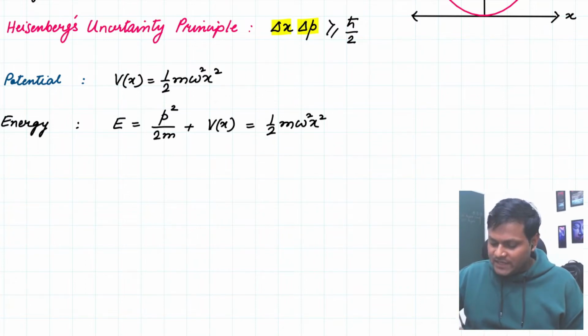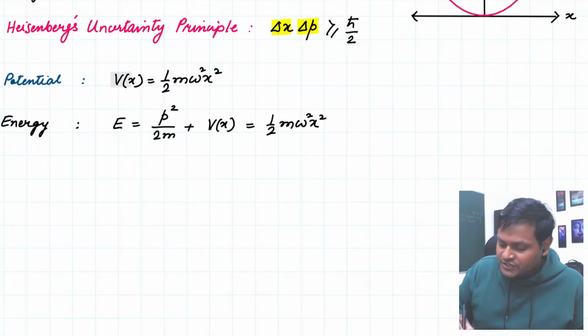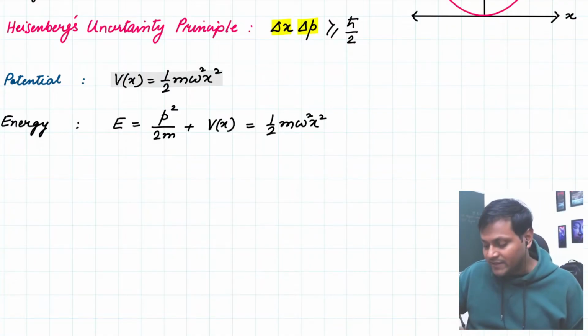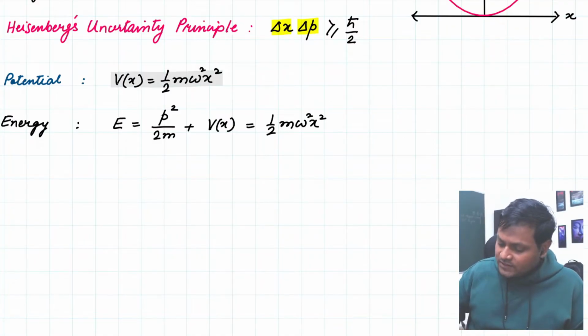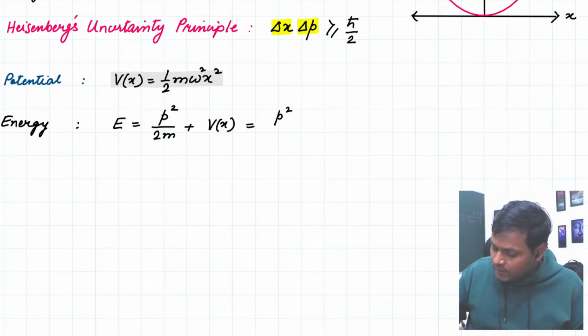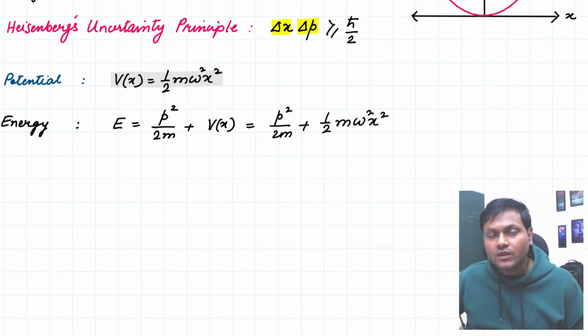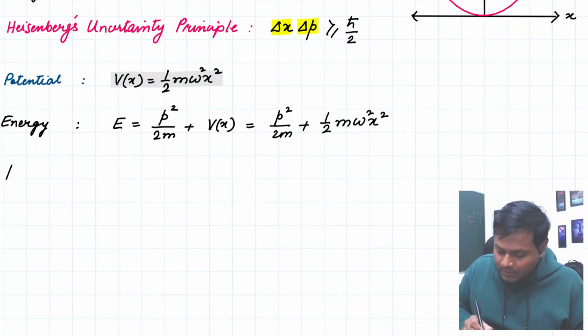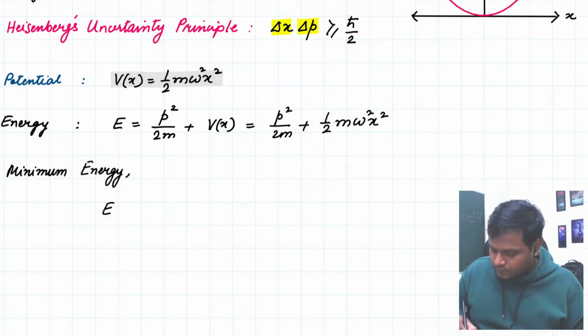So for that, what do I have? I have the form of the potential. The potential of a harmonic oscillator well is given by this. So in that system, the total amount of energy is given by P square upon 2m plus half m omega square x square. Now, I am interested in finding what is the minimum possible energy, right?